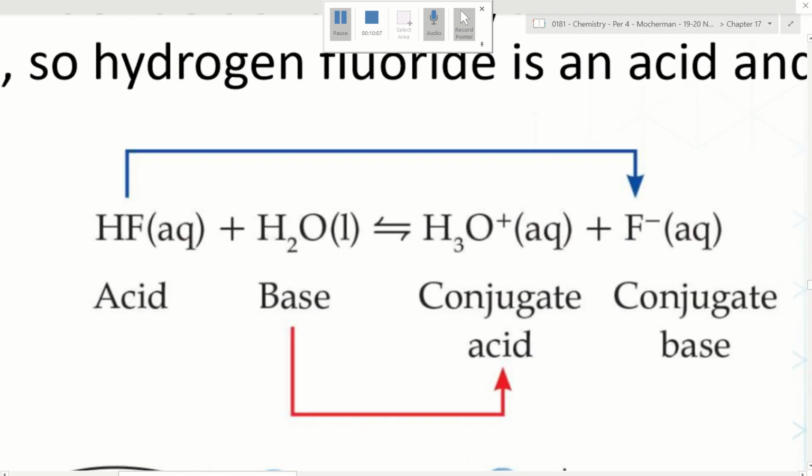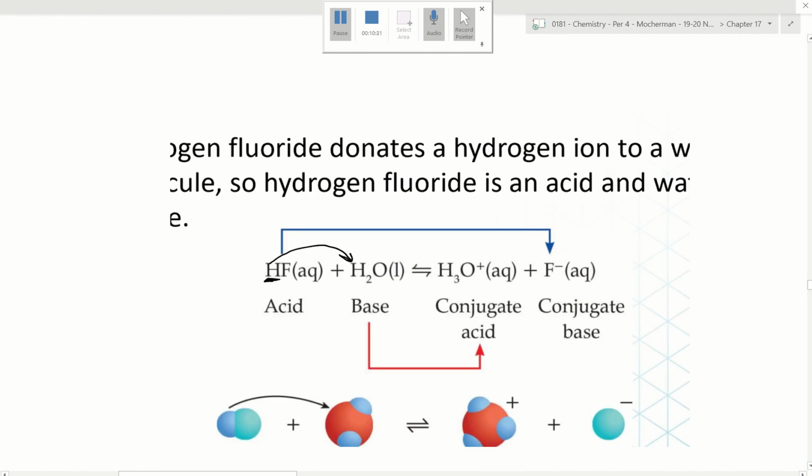So if we look here, we have HF. That's my acid because it's got a proton. And at the end of the reaction, it has donated, it gave its hydrogen, or its proton, over to the water to make the water H3O+. So consequently, I have a donation of a proton.